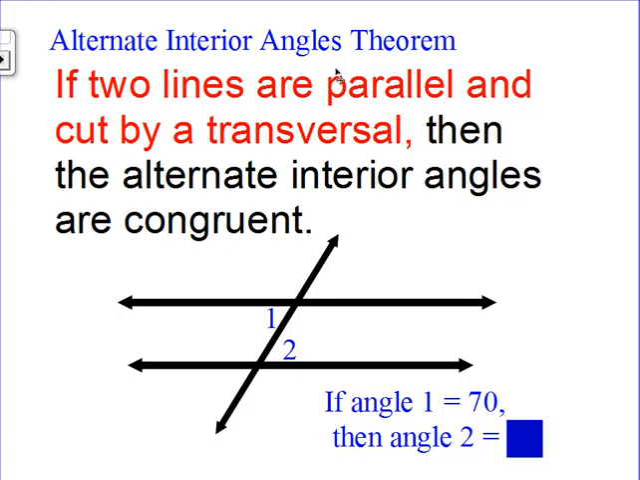The alternate interior angles theorem: if two lines are parallel and cut by a transversal, then the alternate interior angles are congruent. So angle 1 is going to be congruent to angle 2.